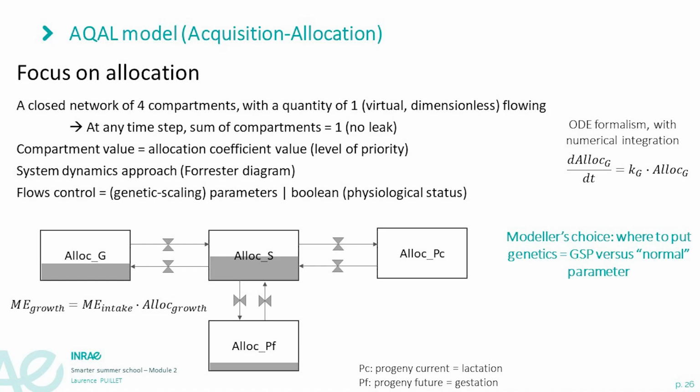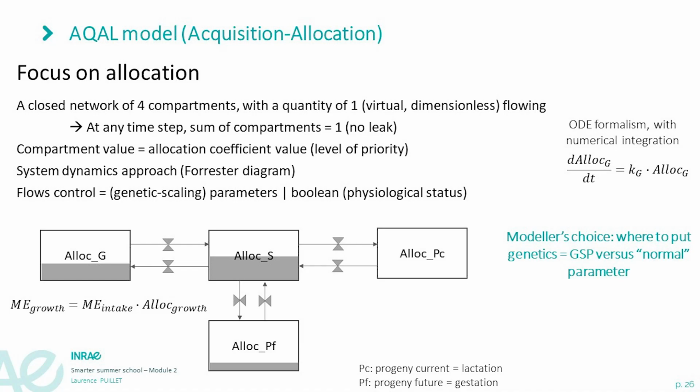Well, that's a system dynamics approach. Forrester diagram, that's the family of the type of modeling here. And yes, the most important thing is how the flows are managed between the different boxes. And this is done with our genetically scaling parameters related to allocation, and some Boolean variable that will turn on the different flows. Because you understand that when the female is not gestating, there is no sense to activate the flow from survival to gestation or to future progeny.